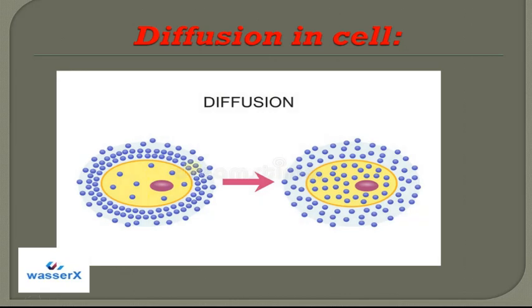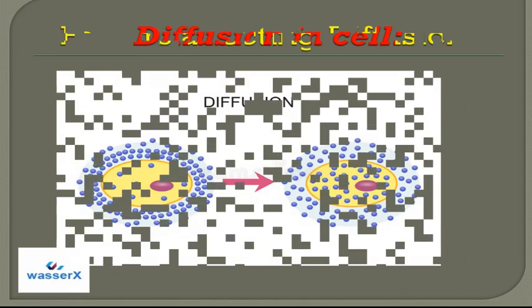So this is the example that initially the molecules were higher in concentration outside and their concentration was very low inside. So after some time they moved inside, and it happened till the equilibrium was achieved, or till the amount of solutes was equal in both environments. So this is how diffusion can be seen.